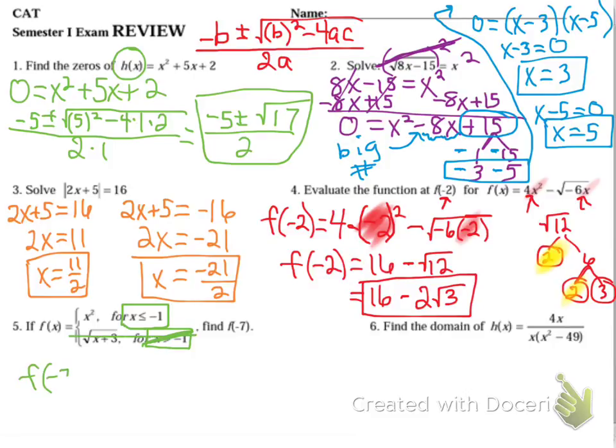So f of negative 7, again, be careful raising a negative base to an exponent. It must go in parentheses. Negative 7 squared is 49.